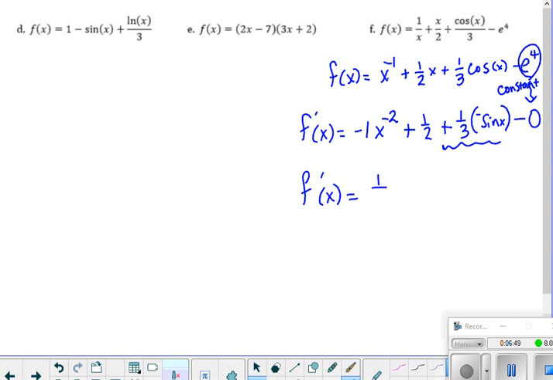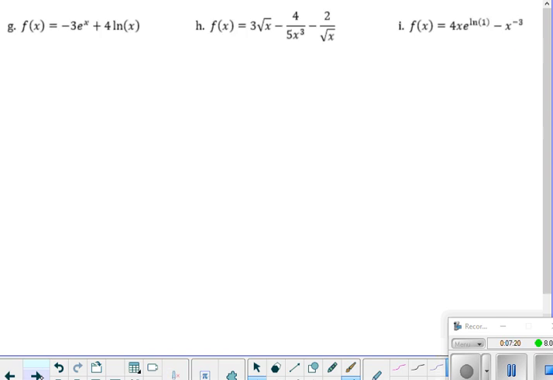Could I put the 1/2 first since that's a positive? I think I will. And then I'm going to put this next term here, minus 1 over x squared. This really was 1/3 times negative sine, so that's going to be a minus 1/3 sine x. Or if you prefer, you could write it as sine x over 3. Doesn't that look pretty?